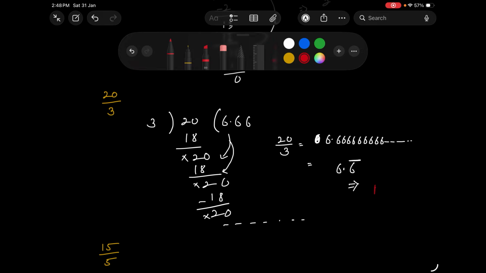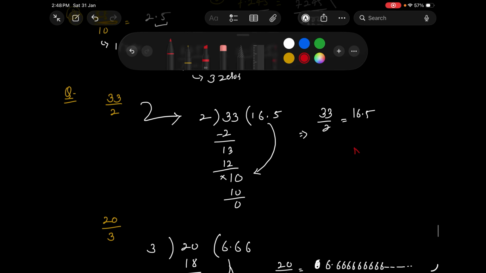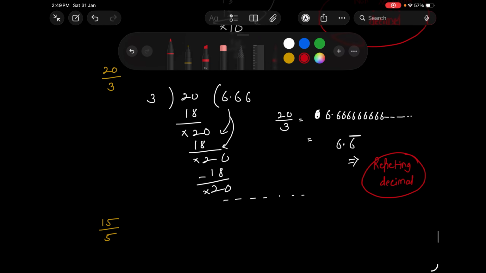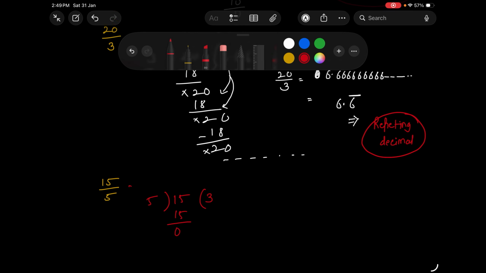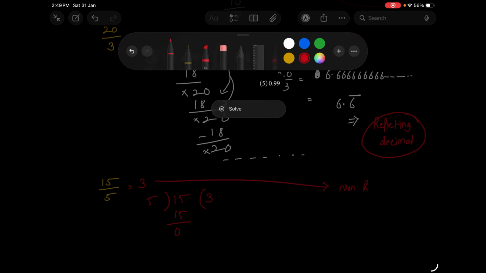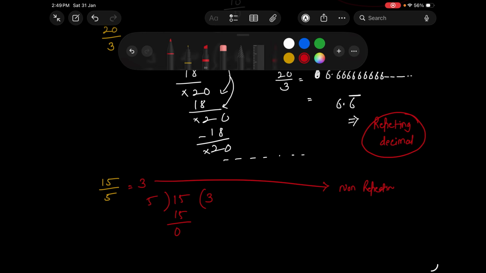This number is known as a repeating decimal or recurring decimal. This is known as a non-recurring decimal. We understand these things. Here in the case of 15 divided by 5, we simply divide 15 by 5, 3 times 5 is 15. So we can simply write it as 3. It is a non-repeating or non-recurring decimal.